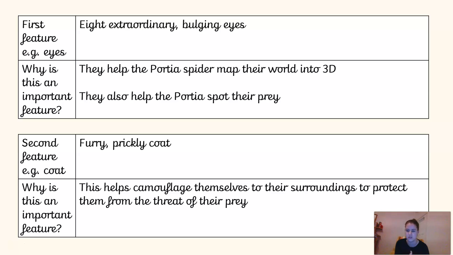I'm going to talk about the coat, so the furry coat that the spider has. So I know it has a furry, prickly coat. So again, I've used my adjectives. I've separated them with a comma. Okay, this is my expanded noun phrase.